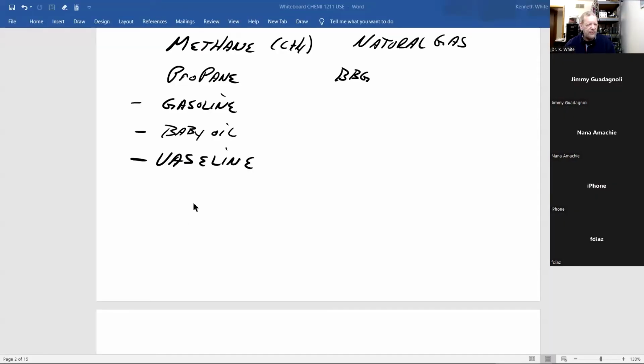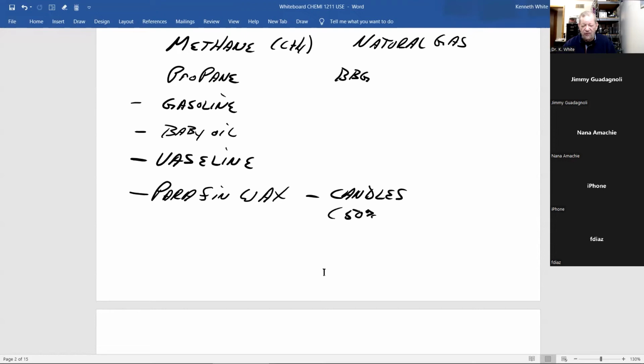Now, if you go to even longer chain lengths, we have what's called paraffin wax. And paraffin wax is very long chain lengths of hydrocarbons. And it's a solid. And where do you find paraffin wax? Candles. And 50% of the weight of a candle is paraffin wax.